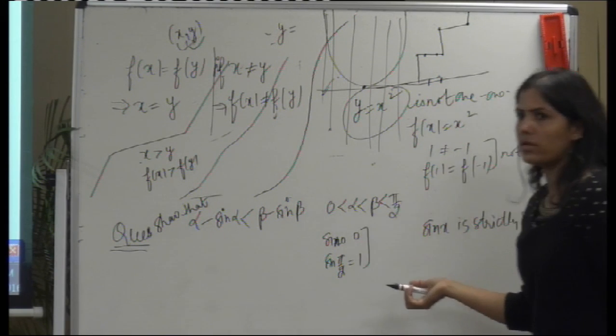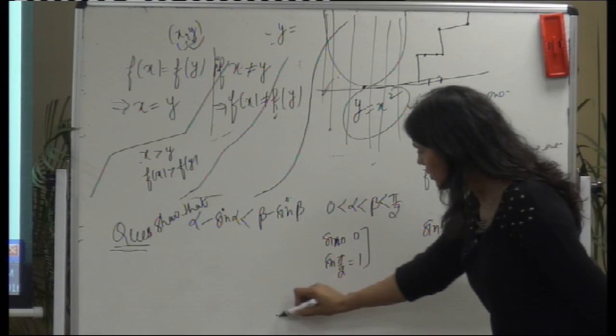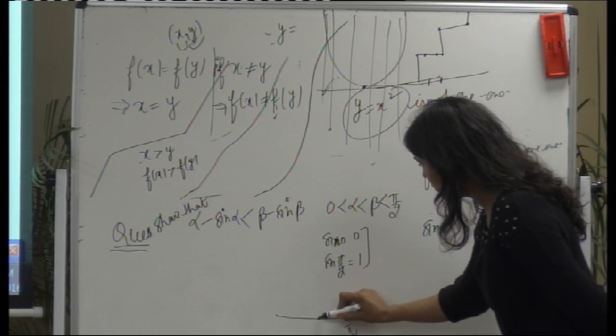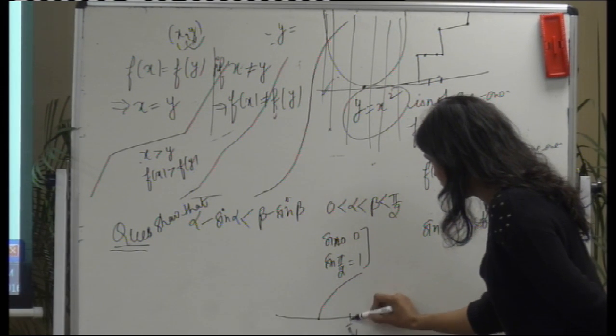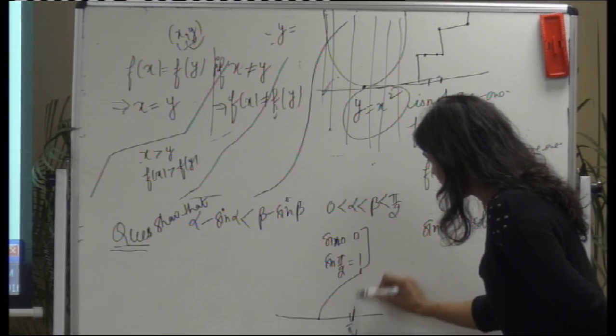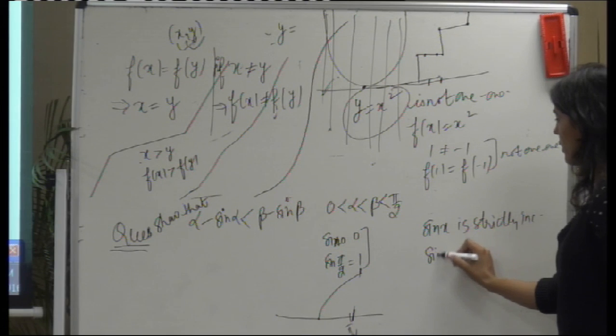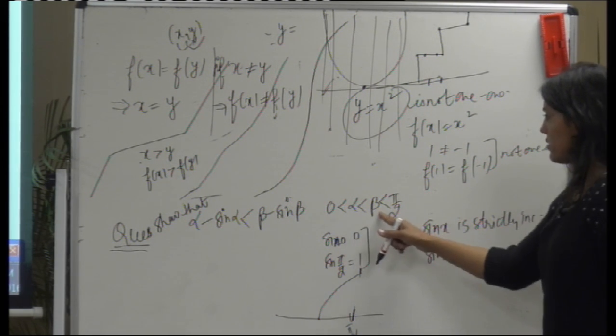Nowhere it is negative then. The graph is? At 0 it is 0, and then suppose this is pi by 2. So your point is this. You are telling me this much only. Okay, fine. So what do I do now? Sin alpha will be? Alpha is less than beta.